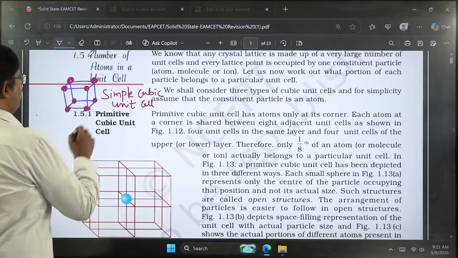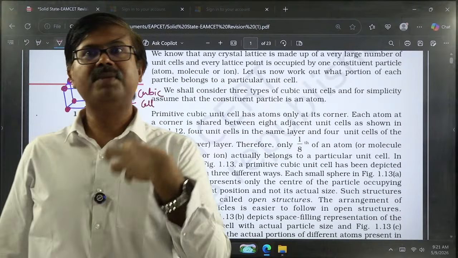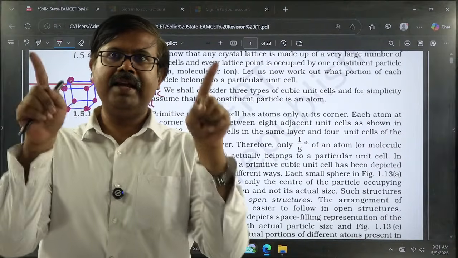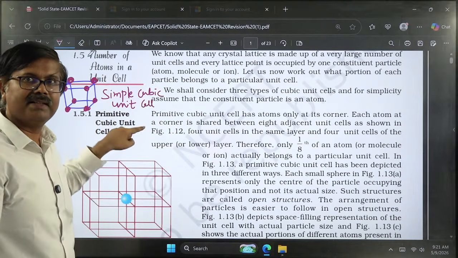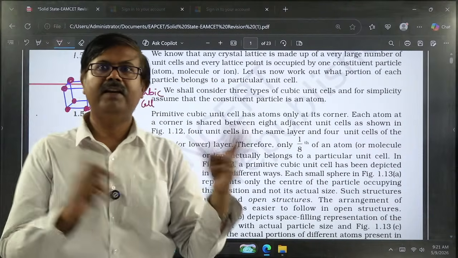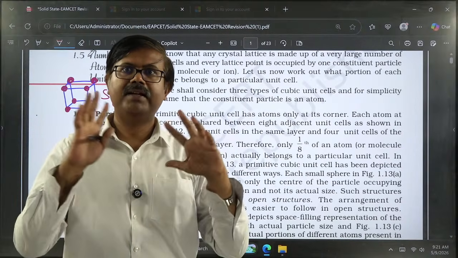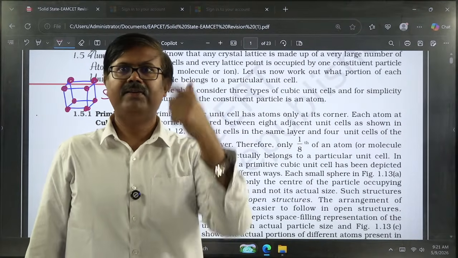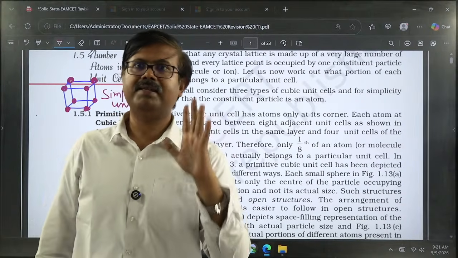Next, the third one is face centered. The name itself suggests where atoms are present. A face centered cubic unit cell means 8 atoms will be there at the corners, which is anyway common, plus the centers of the 6 faces. How many faces does a cube have? Left, right, front, back, top, bottom. Total 6 faces. At the center of each face, there is an atom. So 6 face centers will be there apart from the 8 corners. This is called face centered cubic.